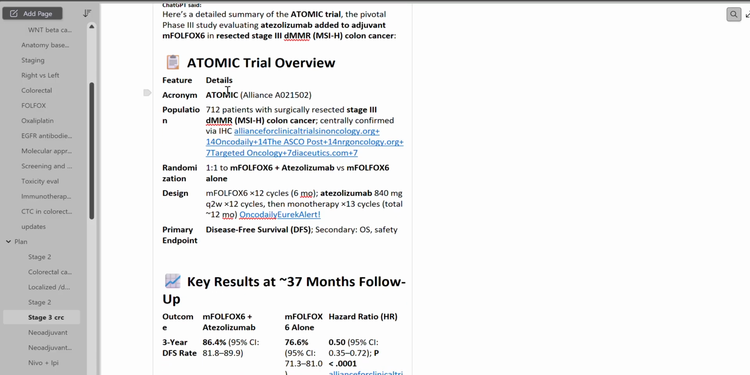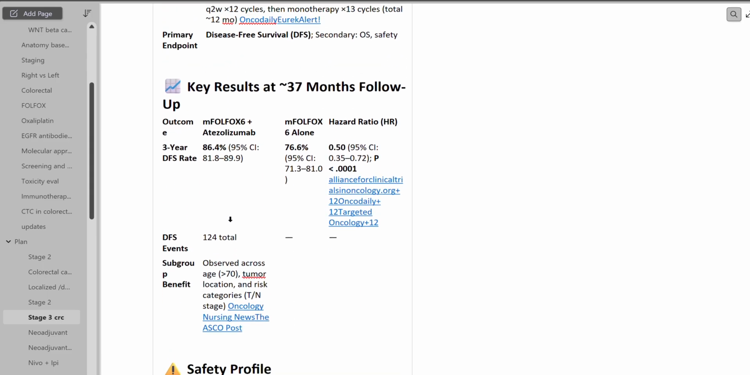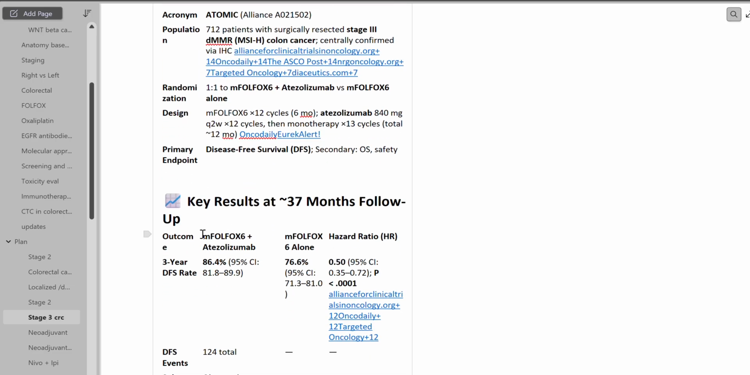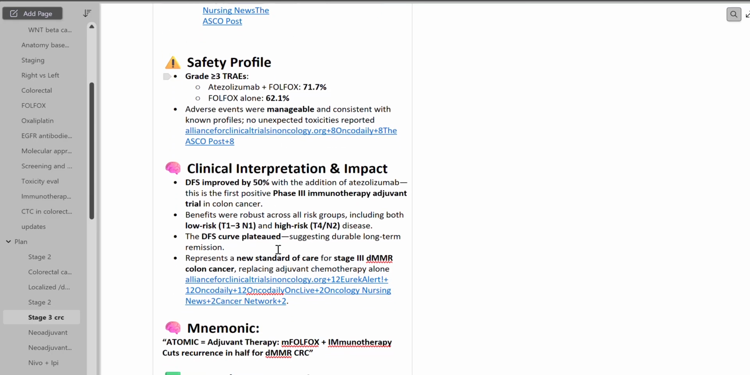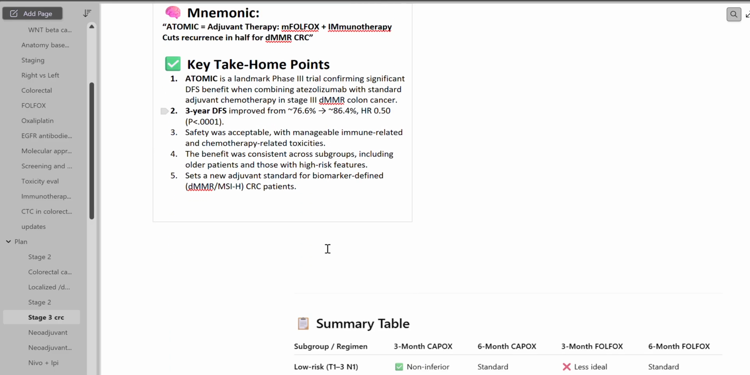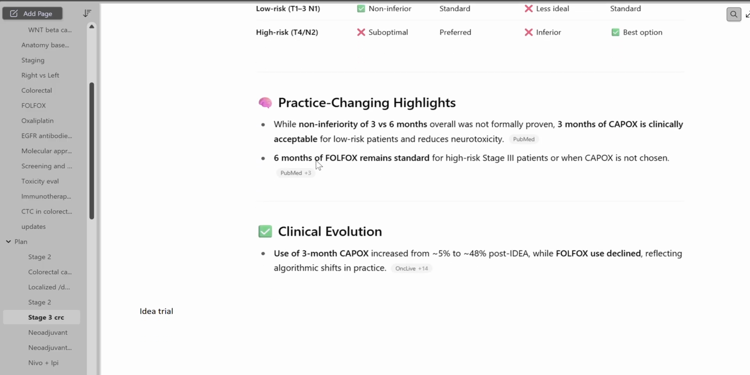The important recent trial was the ATOMIC trial in deficient MMR, where they gave low risk or high risk based on the regimen. But let's assume we're talking of stage 3 high risk in the ATOMIC study, where we're giving FOLFOX 6 with atezolizumab, without the bolus 5-FU regimens, and you just give FOLFOX, and 3-year DFS was 86 versus 76%. So this is adjuvant immunotherapy in stage 3 deficient MMR where you have the benefit. Again, now low risk and high risk, the same thing comes into place.